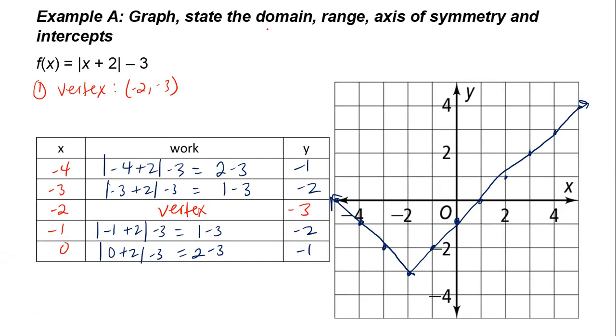So analyzing our graph. First, it says to state your domain. What is our domain? All real numbers, because the graph goes forever to the left and forever to the right. So from -infinity to positive infinity. If you want to be lazy, you can use the R.